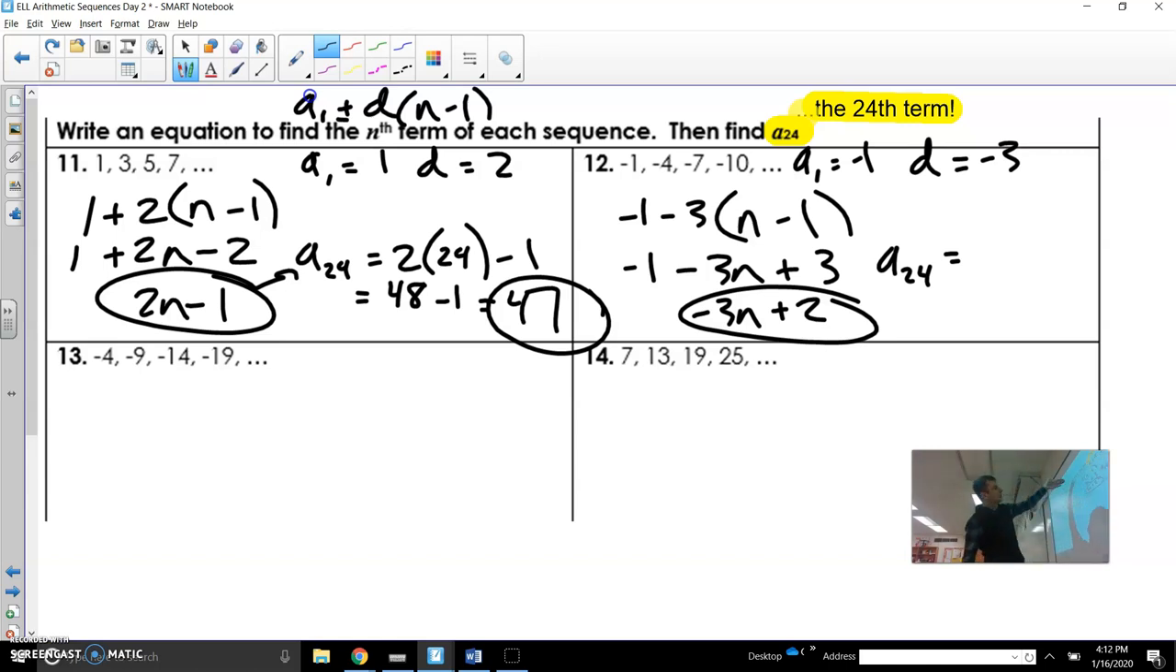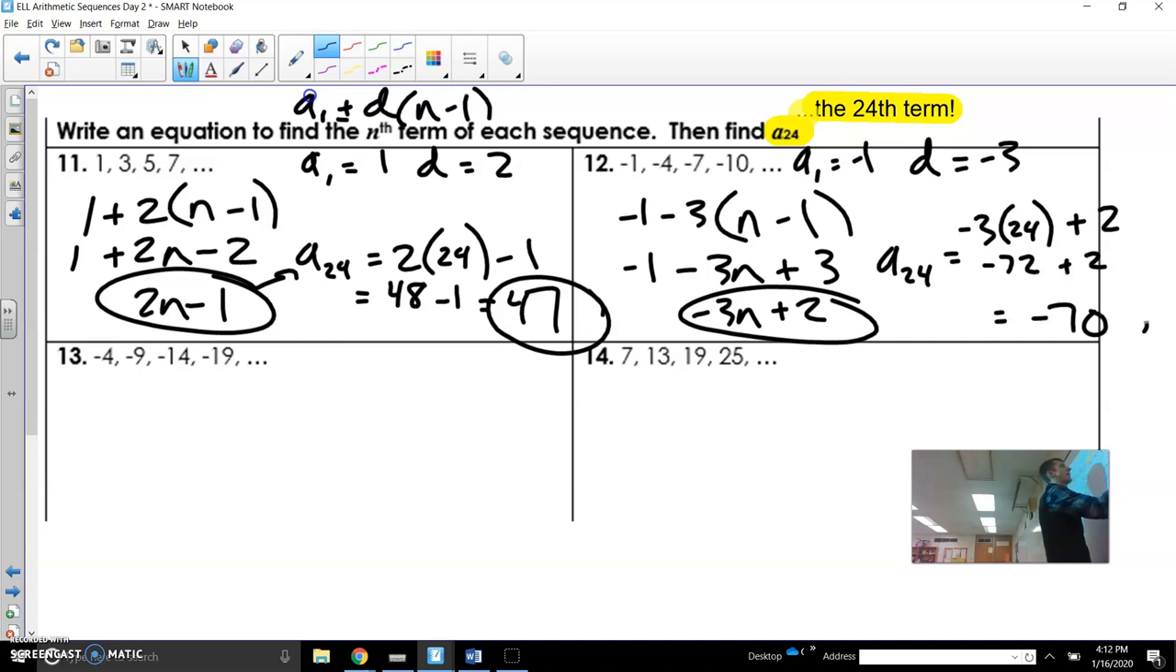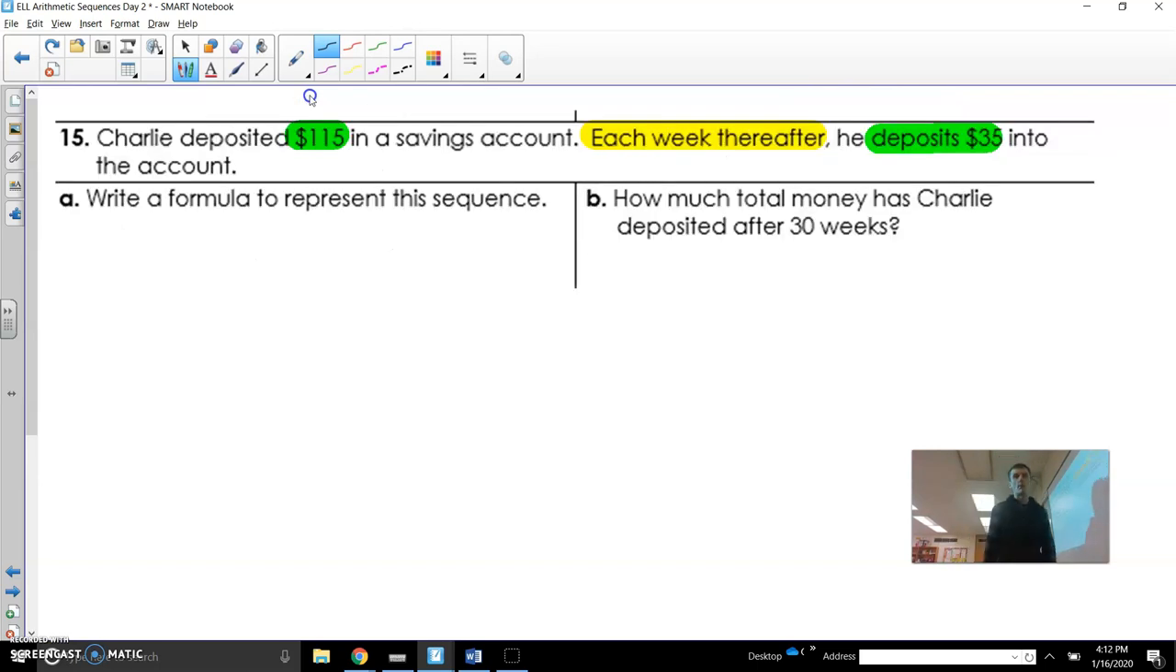Now, negative 1, negative 4, negative 7, I should get a number that's deeper in the negatives. And so let's see, negative 3 multiply 24 plus 2. So negative 3 times 24, that's negative 72. And if you add 2 to that, you get negative 70. Okay. So I want you to try 13 and 14 on your own. And then I'll set up your word problems for you.